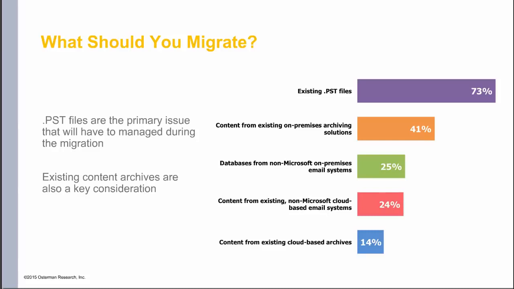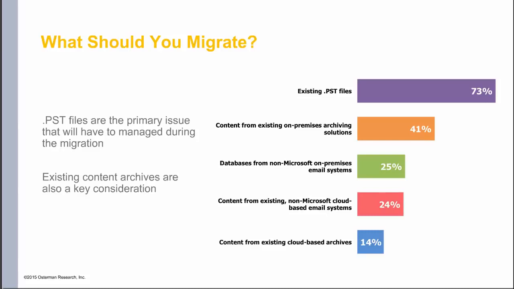So what is it you should migrate? Well, from a survey we did on Office 365 migration, we found, not surprisingly, that the vast majority of organizations are going to migrate their existing PST files. Organizations have thousands or tens or hundreds of thousands of these files, and they need to migrate those into the new Office 365 environment. You have, in many cases, content from existing on-premises archiving solutions. There are legacy archiving solutions, and many organizations will want to migrate either some or all of that content into 365. There are databases from non-Microsoft on-premises email systems.